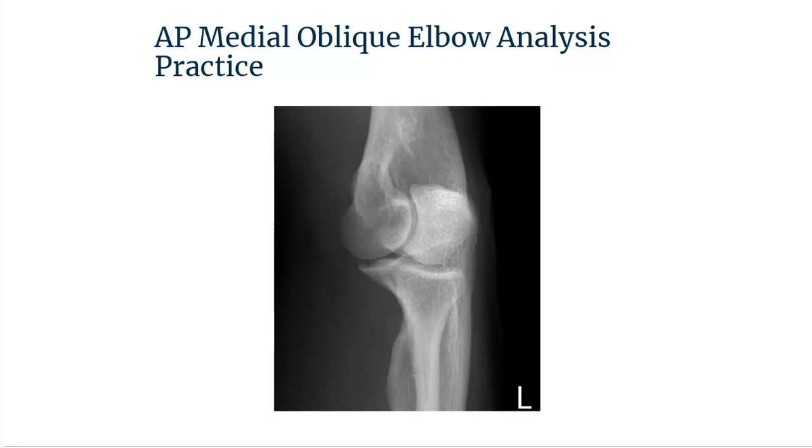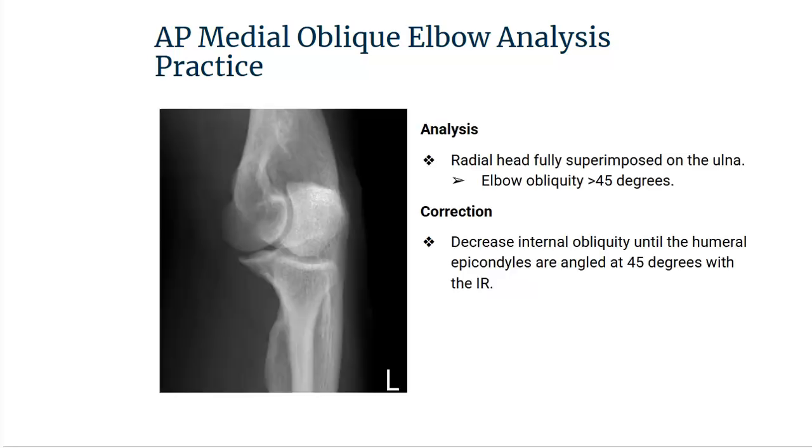Go ahead and review this AP medial oblique practice analysis and answer the following question. Let's review this practice analysis together. First, you want to ensure that all the anatomic structures we are trying to image are present, and they are. Next, we want to look at the relationship of the radius and ulna in this medial oblique projection.